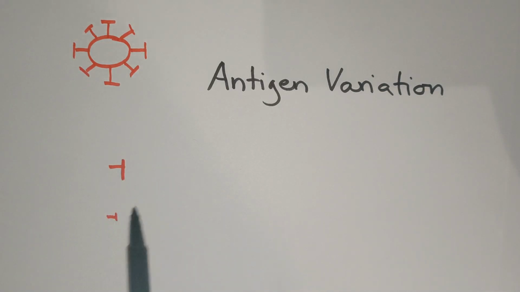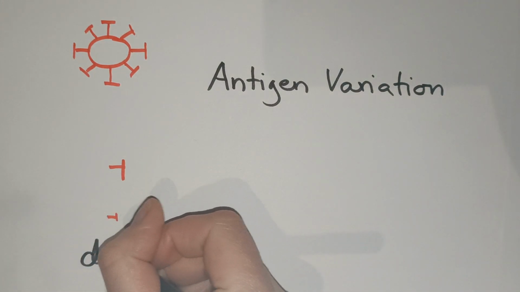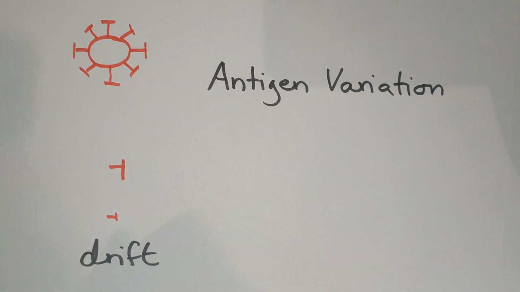That little change will mean that some individuals will still be immune and some will not. This is called antigenic drift. Small changes, little changes to our herd immunity, little changes to the immunity of the population in general.